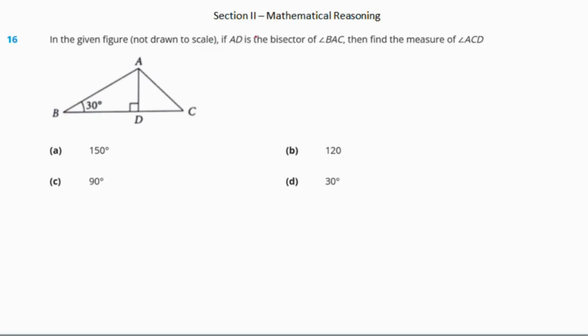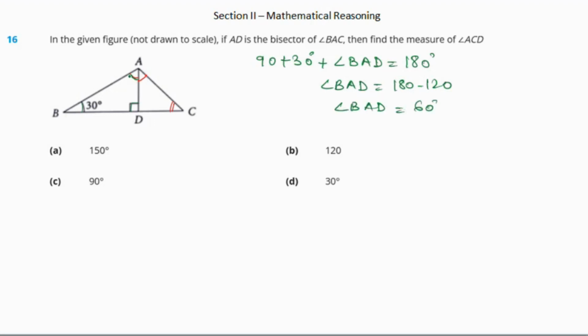Now next, question number 16. It is saying that we have one triangle ABC, and AD is the bisector of angle BAC, which means this angle and this angle both need to be equal. And we need to figure out the measure of angle ACD. So let's go with the triangle. We can see this is 90 degrees, this is 30 degrees. We can easily figure out the value of this. How? 90 degrees plus 30 degrees plus angle BAD should equal 180 degrees, correct? So angle BAD will equal 180 minus 120. So we get the value of angle BAD as 60 degrees.